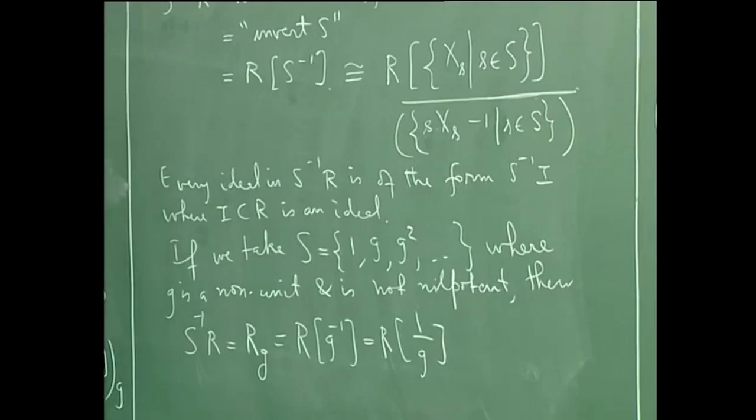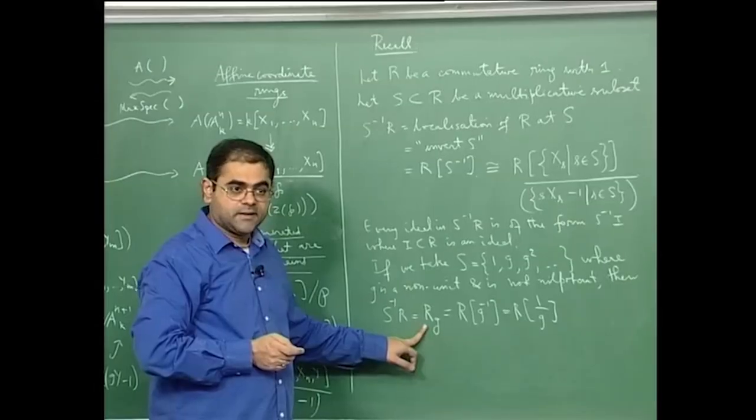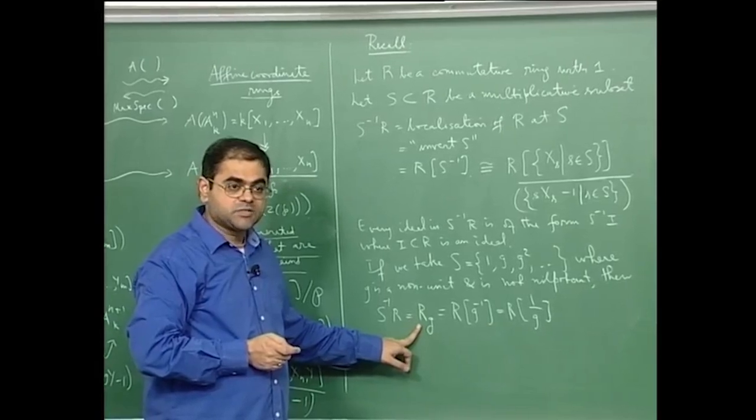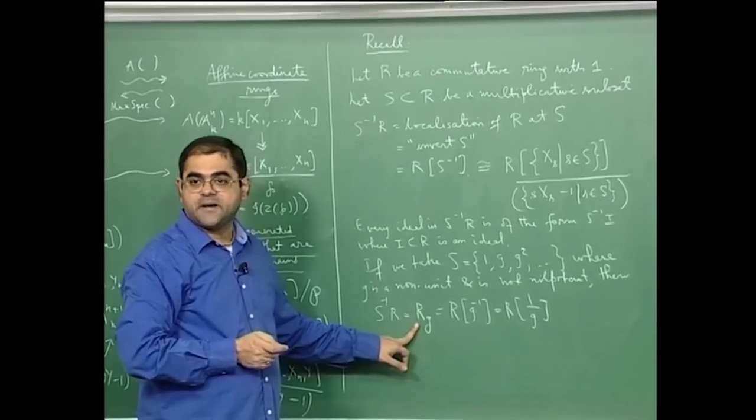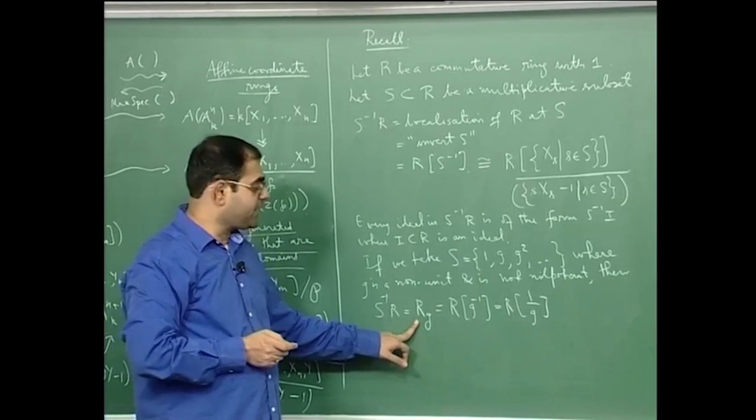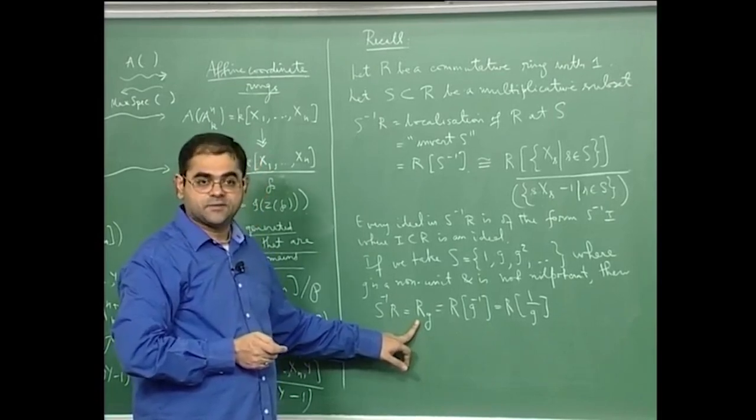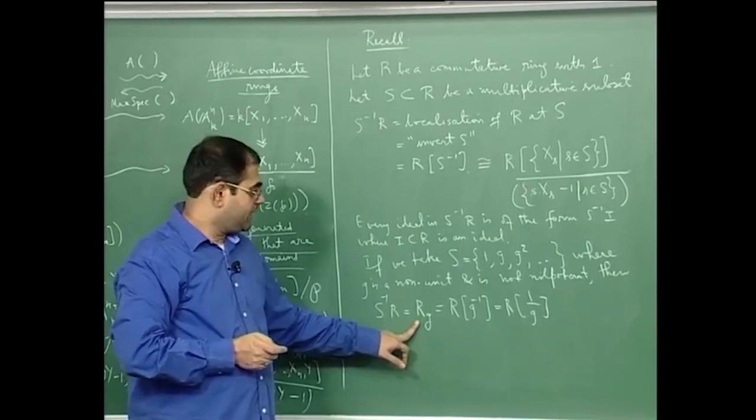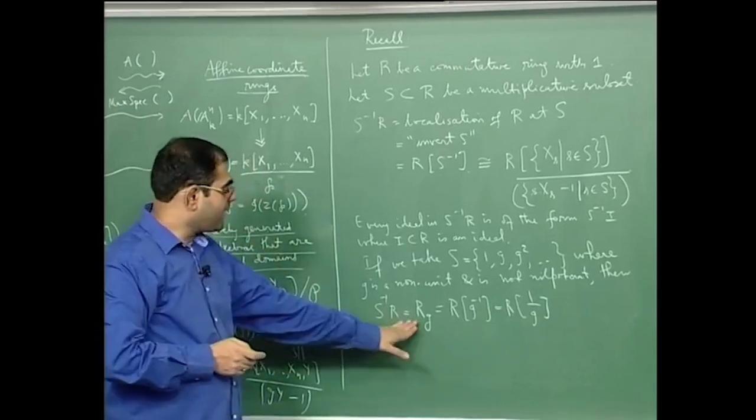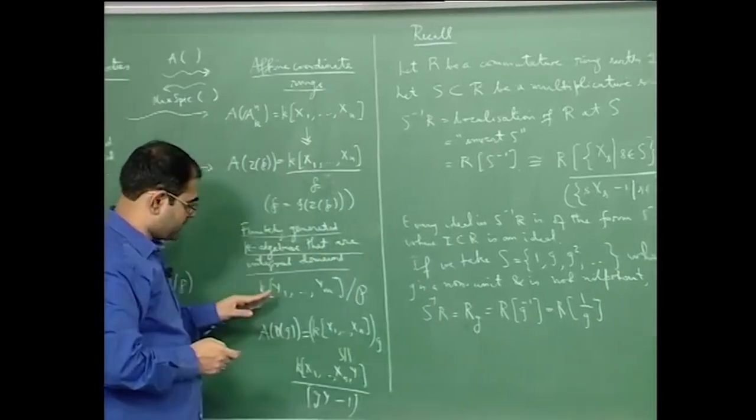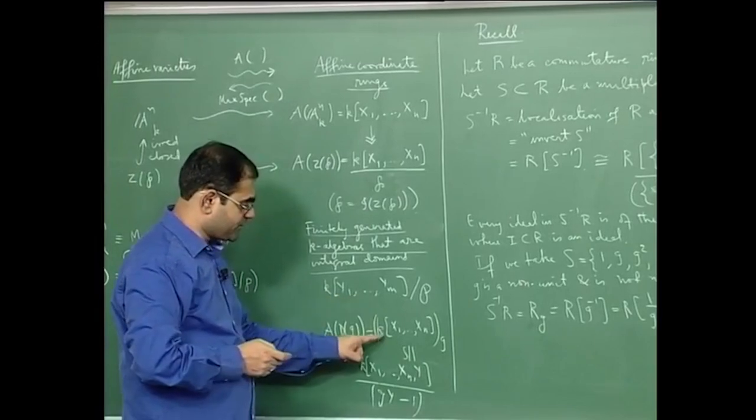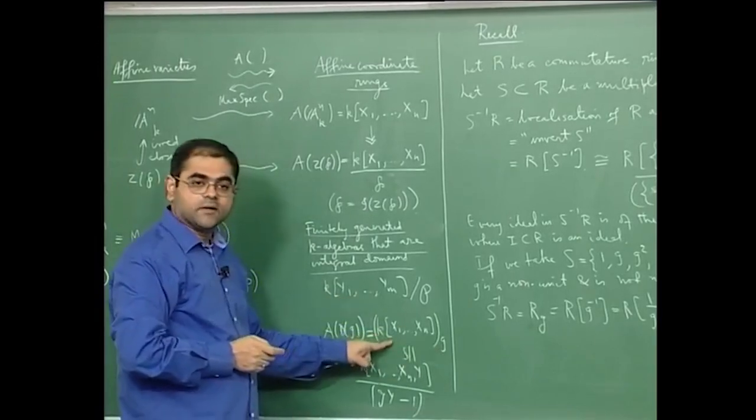And what are the ideals in R_g? They will be the ideals in R localized at g, okay. And in particular, the ideals should not contain g. So the prime ideals in R_g will be precisely the prime ideals in R which don't contain g, okay. And now if you apply this to this localization, what will it tell you?